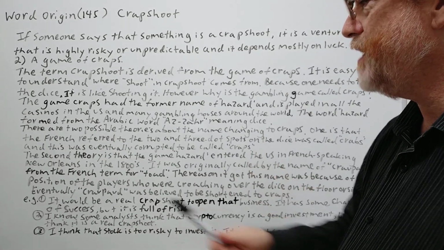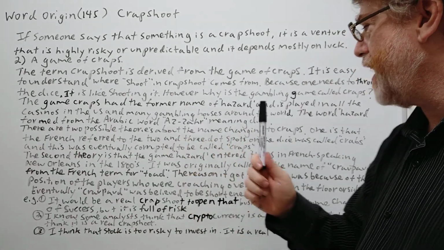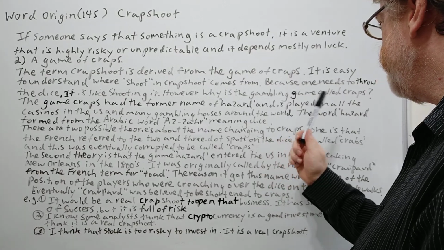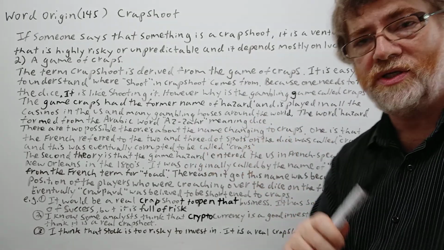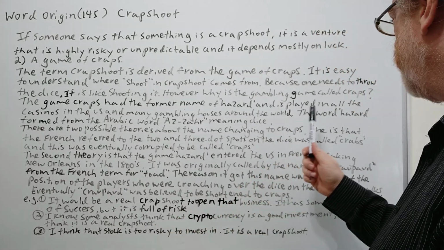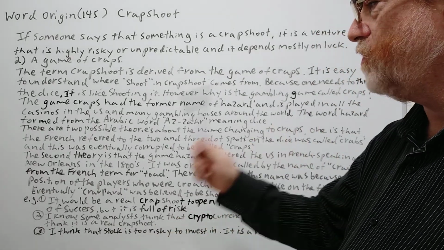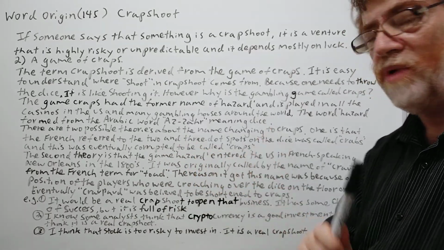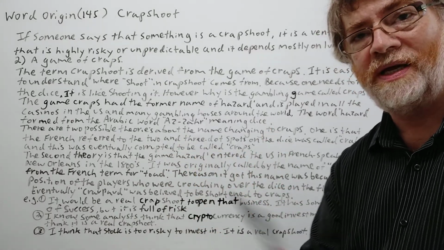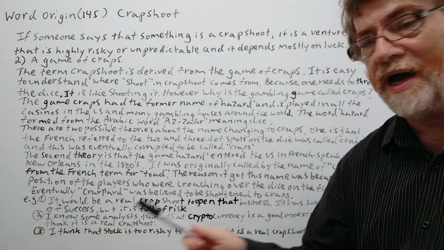So let's continue. The game craps had the former name of hazard, and is played in all the casinos in the U.S. and many gambling houses around the world. The word hazard formed from the Arabic word azar, meaning dice. So it was originally called hazard, and it eventually changed to craps.